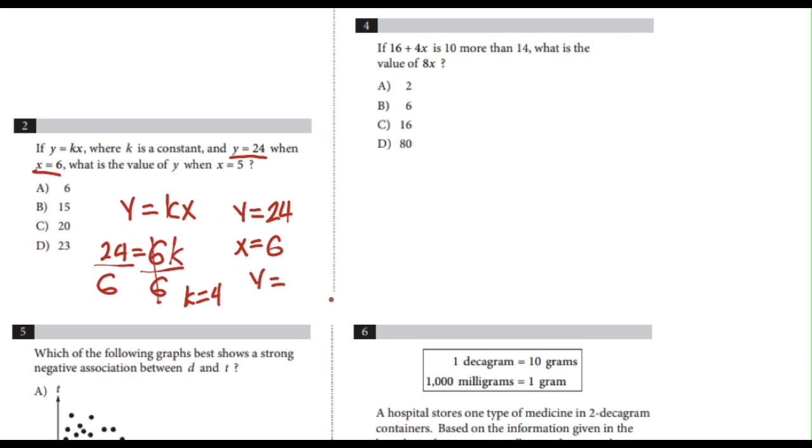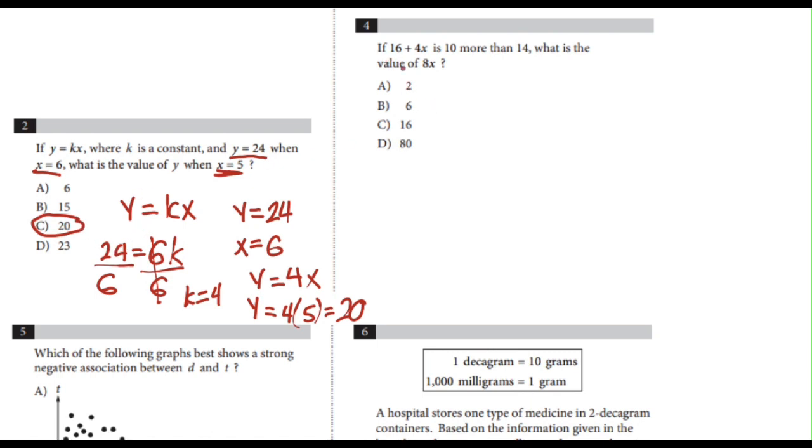Now we can plug that into the equation that we started off with. Instead of y equals k times x, it's going to be y equals 4 times x. And we can plug in 5 for x to figure out what y is. So if we plug in 5 for x, we have that y equals 4 times 5, which is going to be 20. And that will be answer choice C.